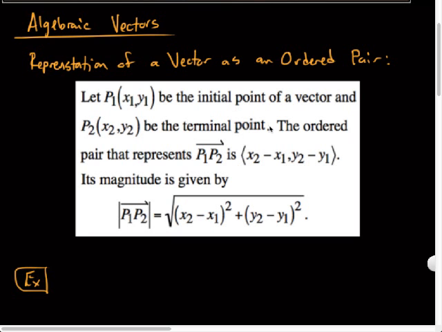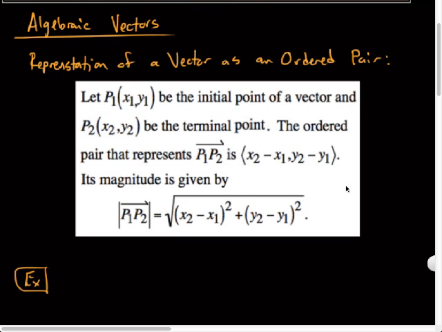All I'd have to do is write it as this ordered pair with angled brackets. What you do is you take your x2 and subtract your x1, and that's your x coordinate in this ordered pair. And you take your y2 and subtract your y1, and that's your y coordinate in the ordered pair.